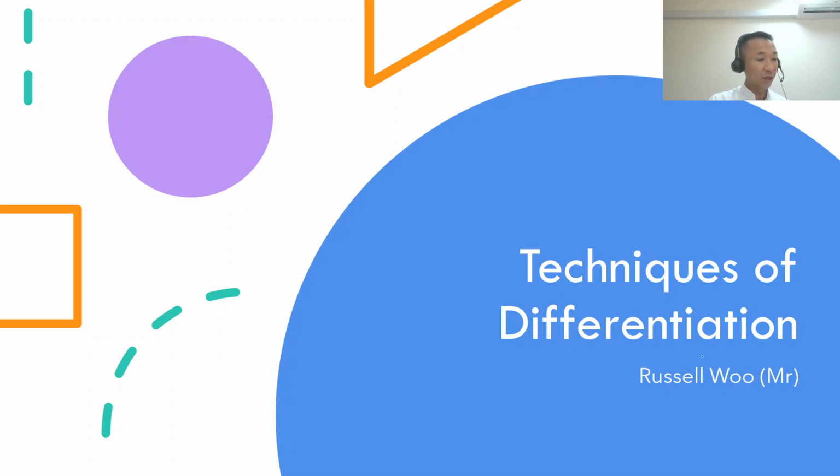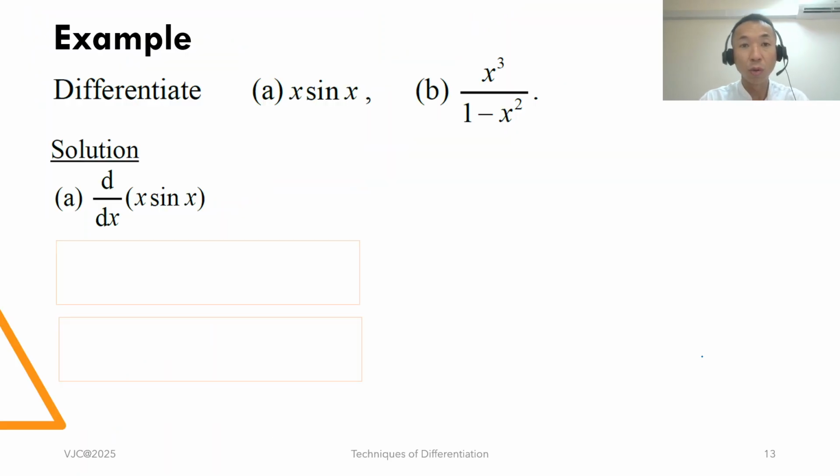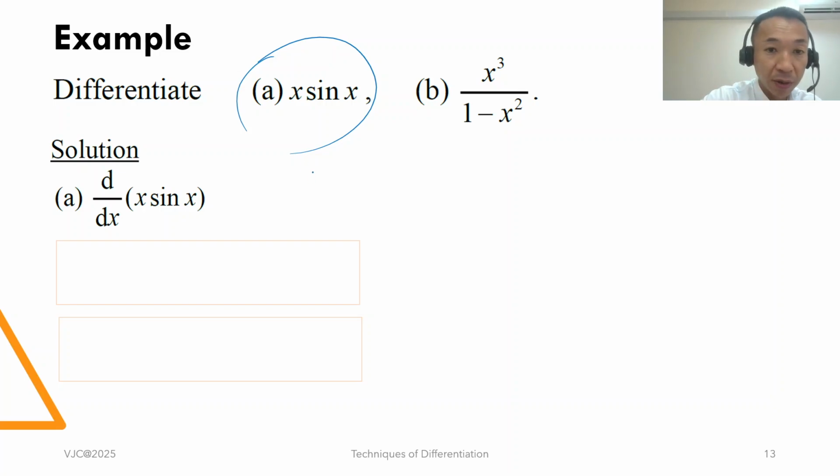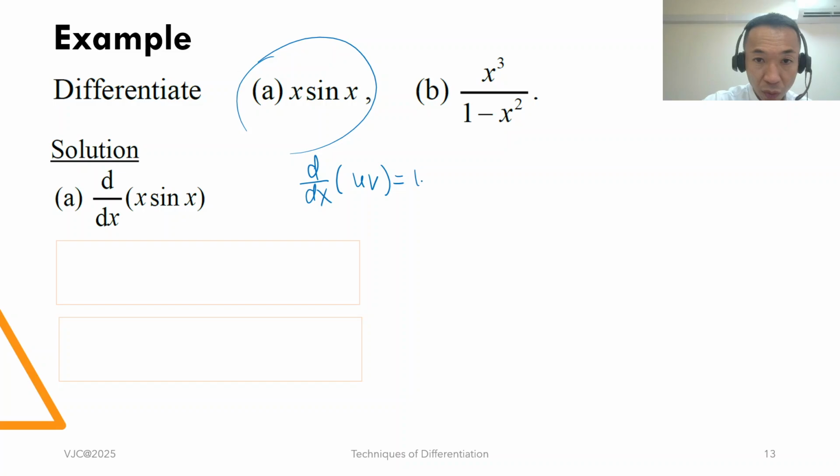All right, let's take a look at examples to illustrate the use of product rule as well as quotient rule. So you can see, A requires you to use your product rule. Product rule says differentiate uv actually is u dv dx plus v du dx.